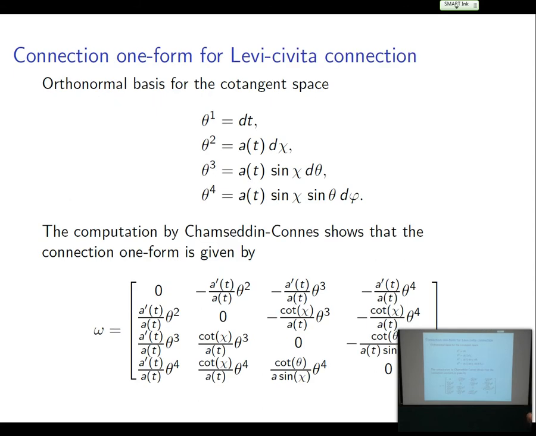Now, to get the connection 1 form for this Levi-Civita connection, that last slide was just the general thing, but you have to have some actual basis for this sphere. The sphere is really the round sphere, just with the metric scale changed by A of t. The basis that they used, and we used also, is this co-frame basis, dt and so on and so forth. If you do the computation that's dictated by the last slide, then you get this matrix of 1 forms that gives you the Levi-Civita connection. It's not a bad calculation, applying covariant derivatives using the frames and getting this. So this is the connection you have.